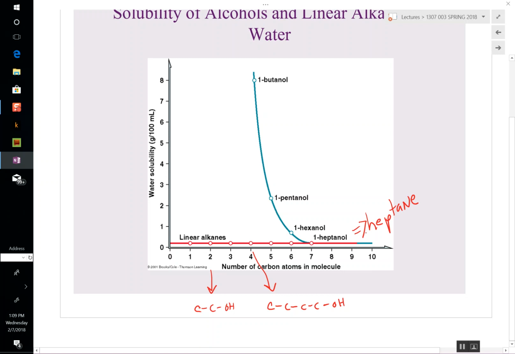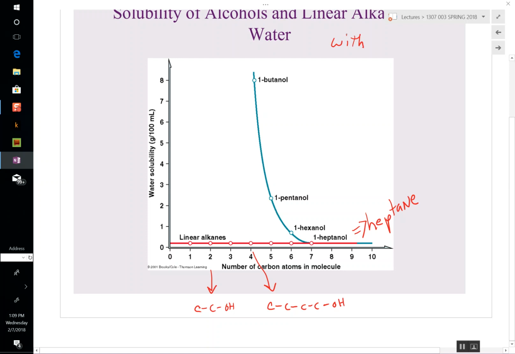Same as heptane. And then you go on: 7, 8, 9, 10. So once you get up to 7 carbons long and longer, the molecule is just as nonpolar as an alkane. So I said that alcohols are more soluble in water than alkanes. That's true, but it also depends on how long the chain is for the alcohol.